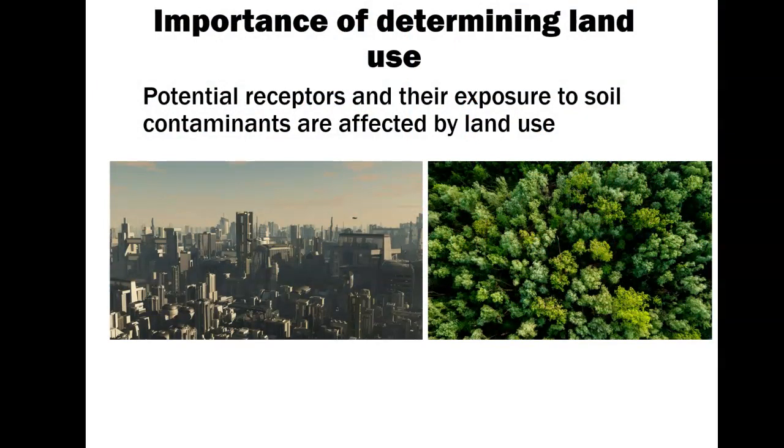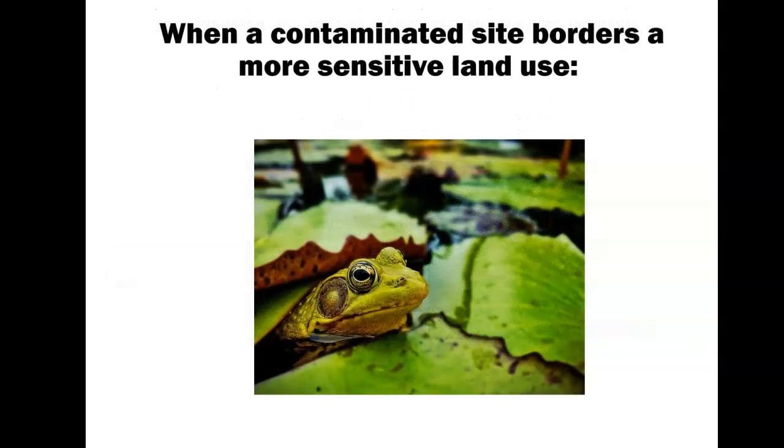Potential receptors and their exposure to soil contaminants are affected by the land use. For example, exposure to workers at an industrial site is going to be different than, say, exposure to toddlers at a day home. The industrial site will have a lot higher exposure limits since it would be assumed they have proper protection measures in place. Different receptors are found in the forest compared to urban commercial property. And so that's why it's very important that we determine our land use.